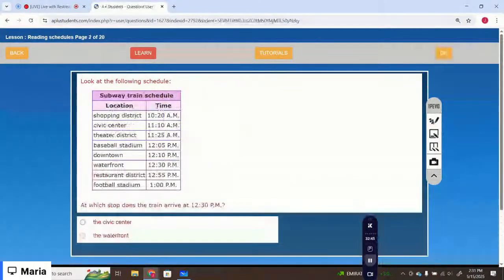Look at the following schedule. At which stop does the train arrive at 12:30? At 12:30, the train arrives at the waterfront. That is the correct option, waterfront.